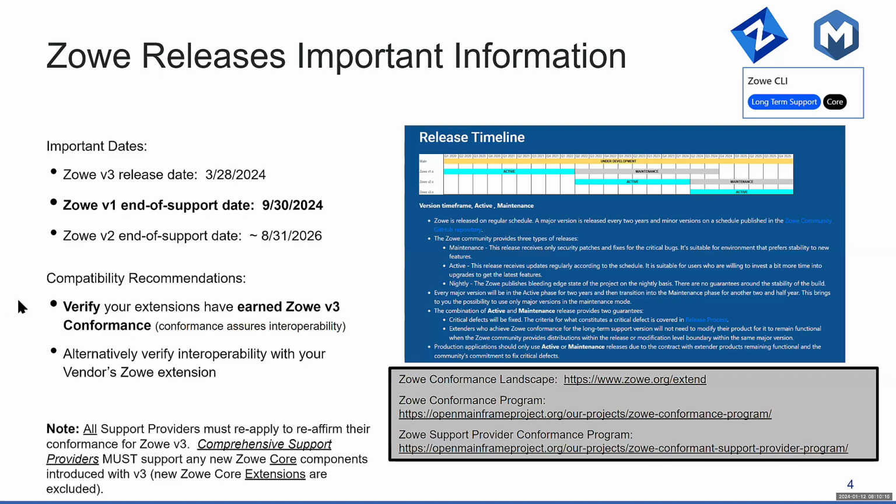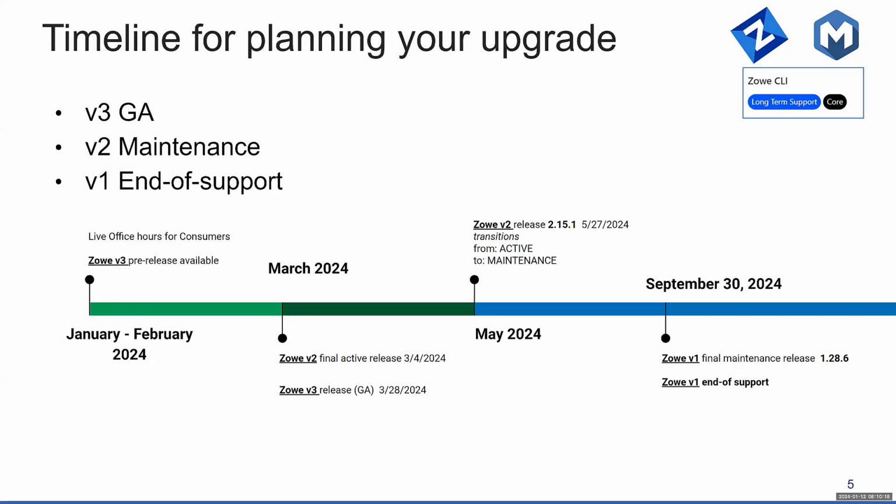And next slide, Adam. And just again, to present the same dates in a timeline format, you can see that the first half of the year, we're focused on delivering Zowe V3. We'll be introducing Zowe V3 at the end of March. As I said, the final active release of Zowe V2 will also be delivered in March. We have that slated for March 4th.